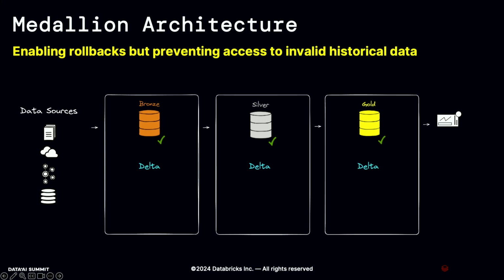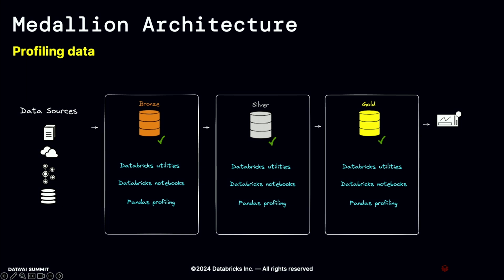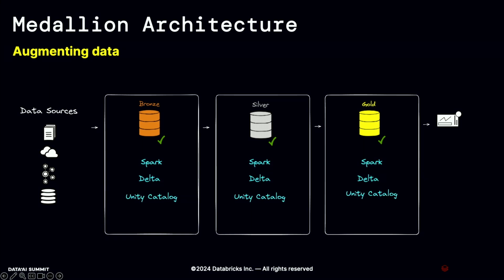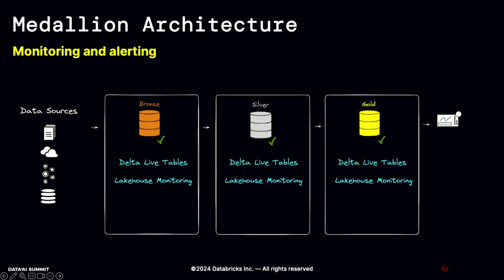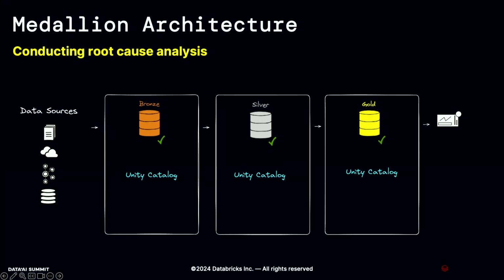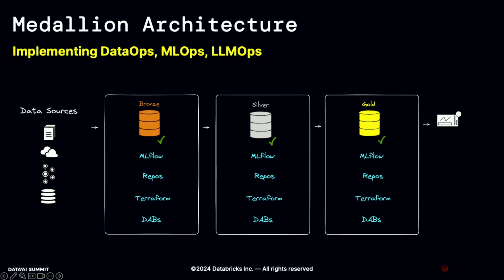And then all the other techniques can be leveraged at all the layers when it comes to enabling rollbacks, but also profiling the data, augmenting the data, monitoring and alerting, and then also lineage obviously is at the 3 layers along with your CI/CD pipeline.